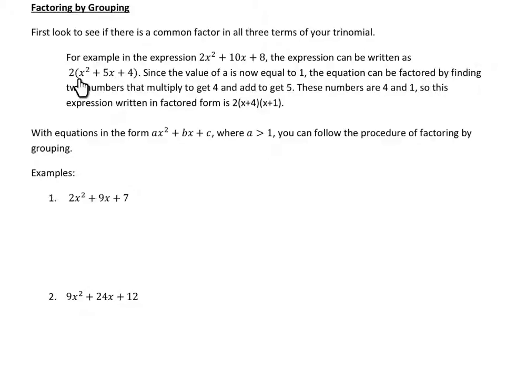Since the value of a, which is the coefficient of x squared, is now equal to 1, the equation can be factored by finding two numbers that multiply to get 4 and add to get 5. These numbers would be 4 and 1, so this expression can be written in factored form by saying 2 times the quantity x plus 4 times the quantity x plus 1.